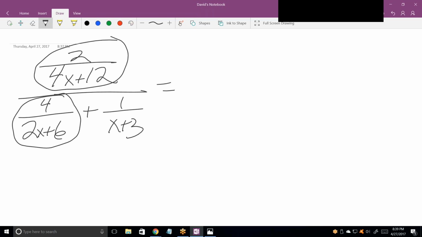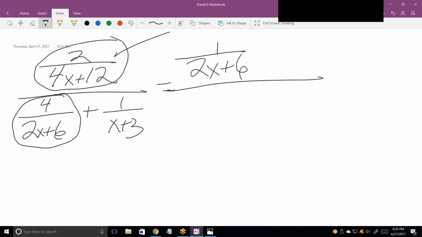2x plus 6. Hold on. Divide top and bottom by 2. Just that. 1 over 2x plus 6. Now, take this term on the lower left and divide top and bottom by 2. Maybe we don't want to do that. Hold on a second.